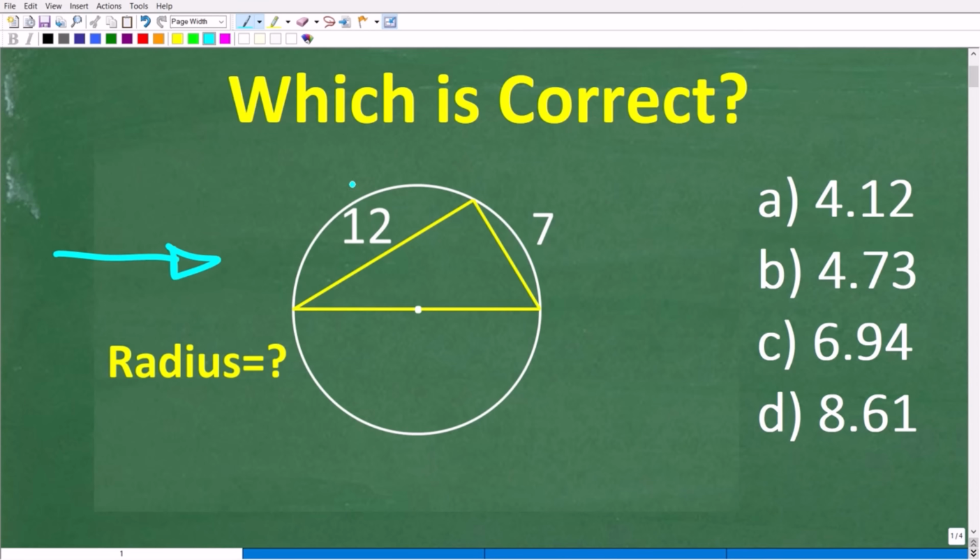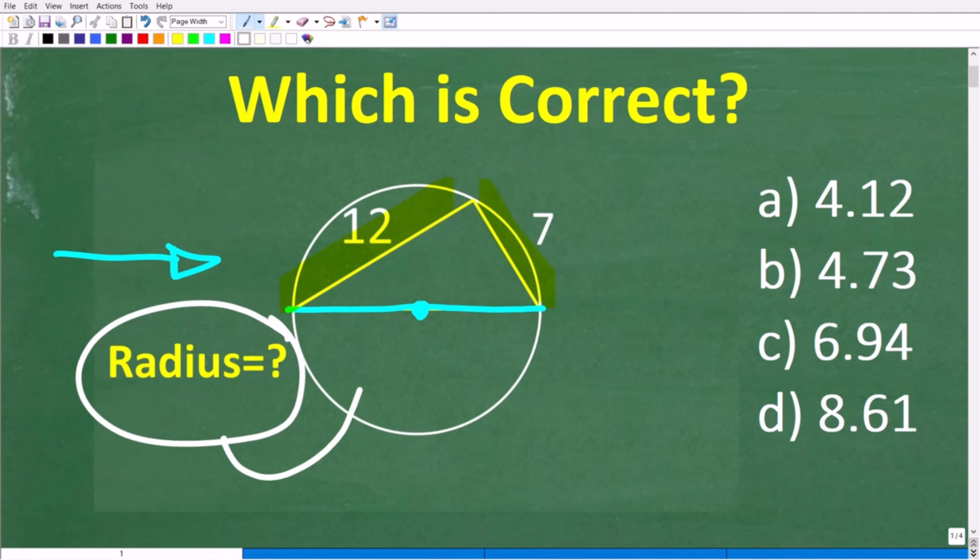Well, we have a circle, and then, of course, we have a triangle inside this circle. But this part of the triangle is the diameter of the circle. In other words, it is the width of the circle. It's going through the center right here. Now, this side of the triangle is 12, and this side right here is 7. And the question is, we want to know the radius of the circle. Okay, so what is the radius of this circle given this information?